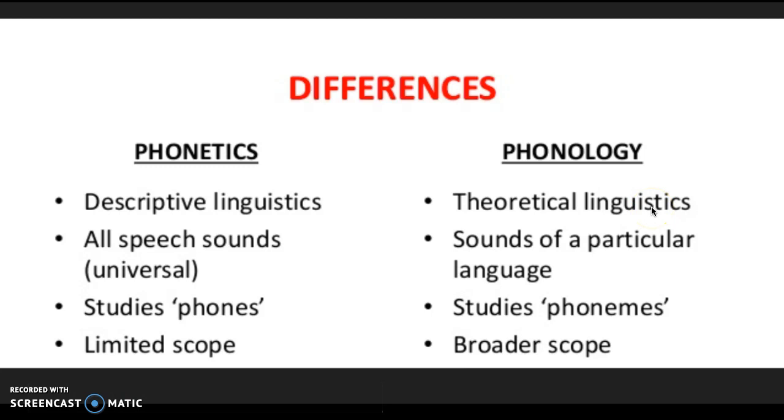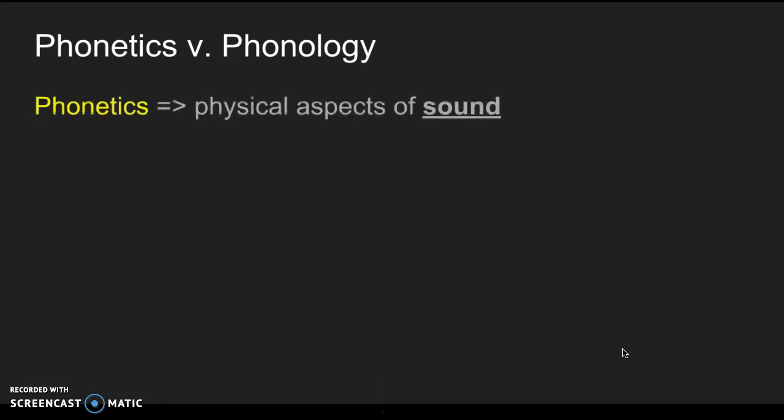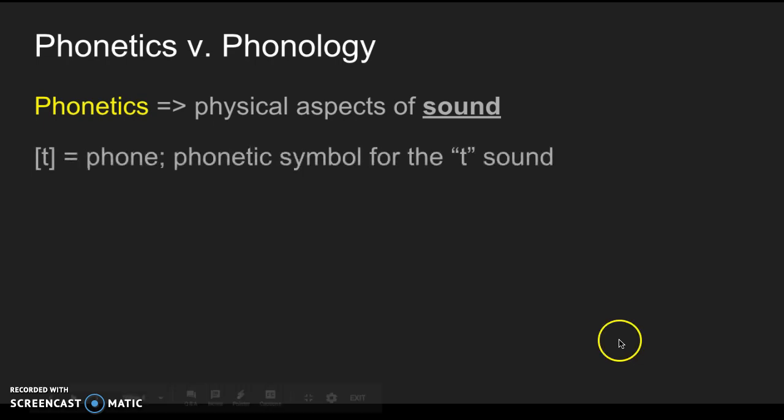Once you step into phonology, you're looking at the sounds of a particular language and how we would describe them, and how we break those sounds into phonemes, which is sort of an abstract mental grammar. And it takes a broader look at sounds. So just to review, phonetics has to do with the physical aspects of making sounds. We use brackets. This is one way to tell whether you're talking about phonetics or phonology. For phonetics, we use brackets for the sound t, right? This is the phonetic symbol for the t sound.